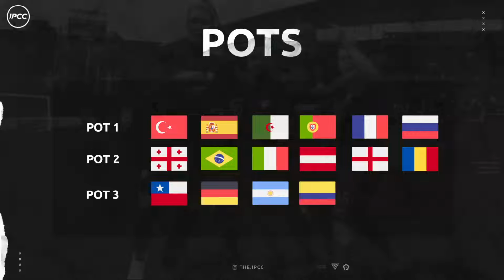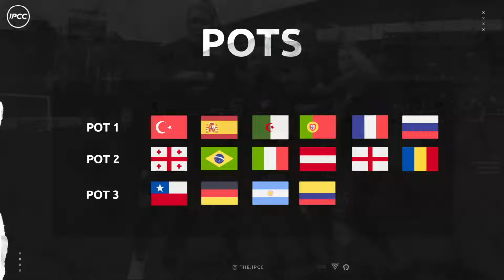Then we have pot 2, where the teams are placed that reached the second place in the group, with Georgia, Brazil, Italy, Austria, England, and Romania. And we have pot 3. Pot 3 contains the 4 best third place teams, where we have Chile, Argentina, Germany, and Colombia. A little reminder: the worst 2 third place teams obviously didn't make it to the first knockout stage, because we need 16 teams, and if we have 6 groups, obviously that means we only can take 4 third place teams to the knockout stages.